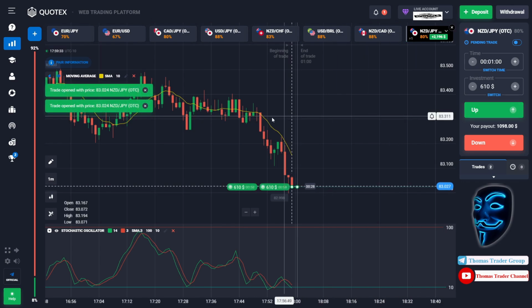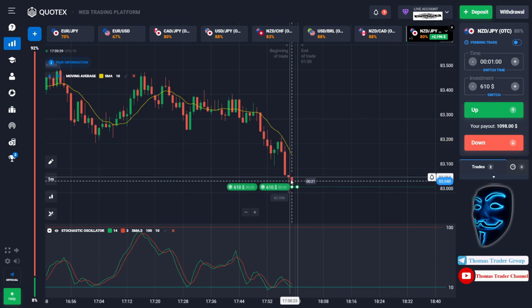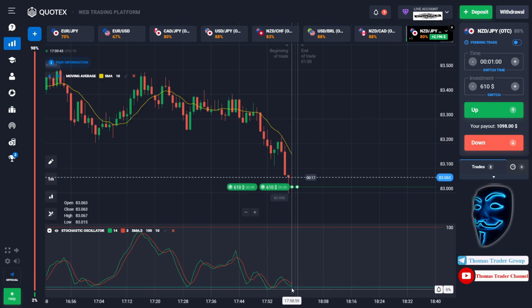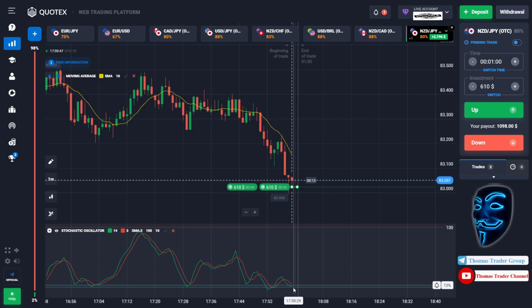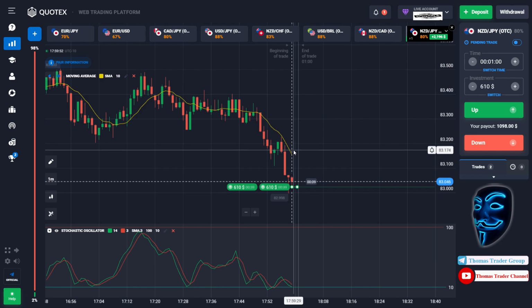As you can see, the market has just made a correction to the moving average line, then it continued the bearish trend. And over here, the market has already touched the oversold area. When the market touches the oversold area, it will make a rebound and it will make a correction to the moving average line before it continues the bearish trend.